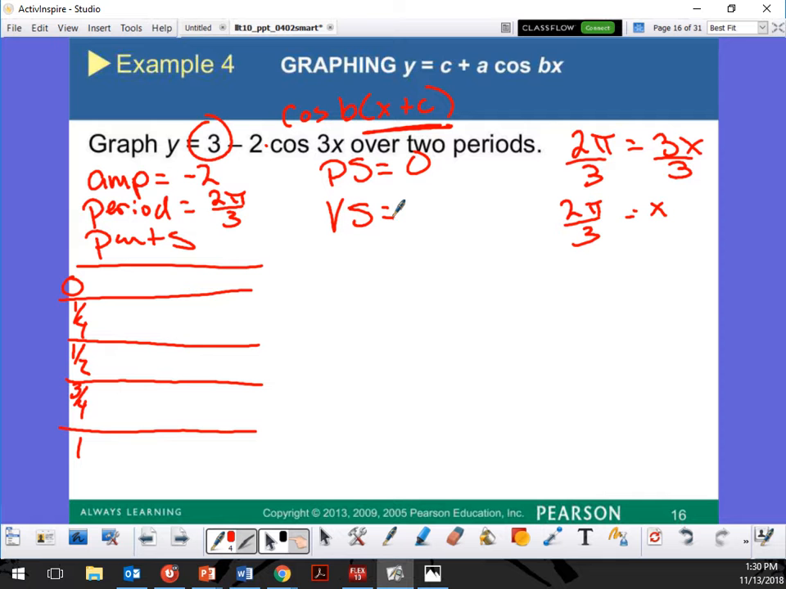Is it positive or negative? It's a positive 3. So this one, it is what it is. On that other one with the phase shift, it would be opposite. But vertical shift, it is what it is. So if it's positive 3, I just put positive 3.